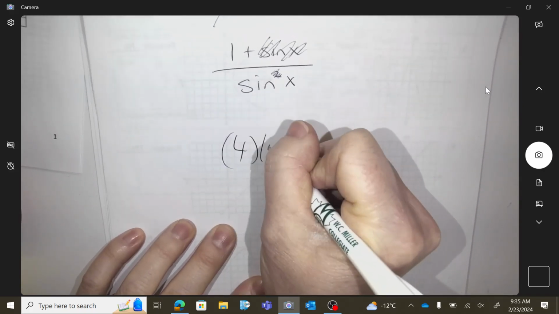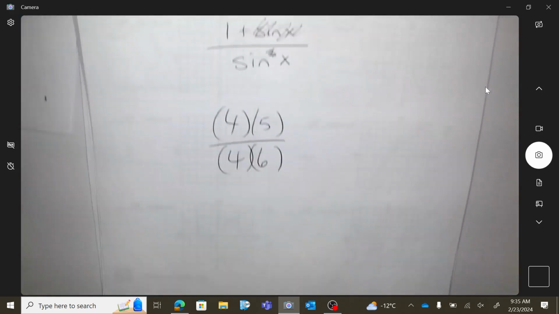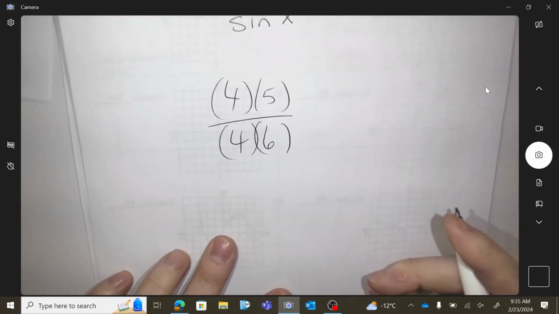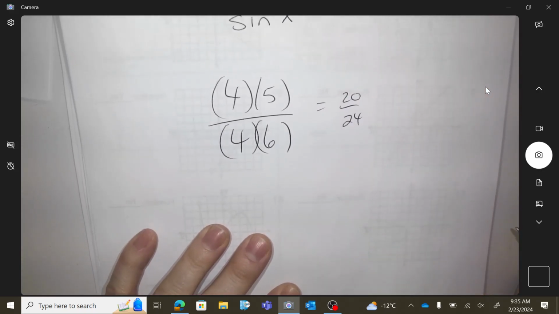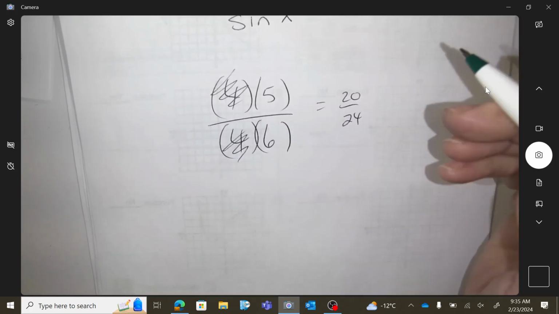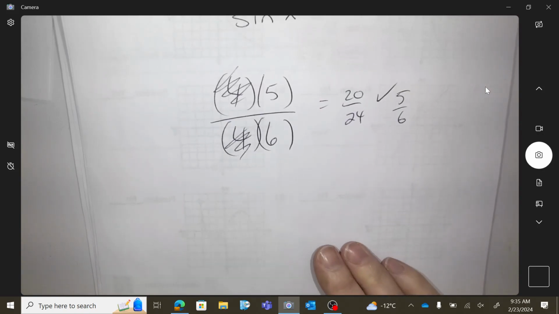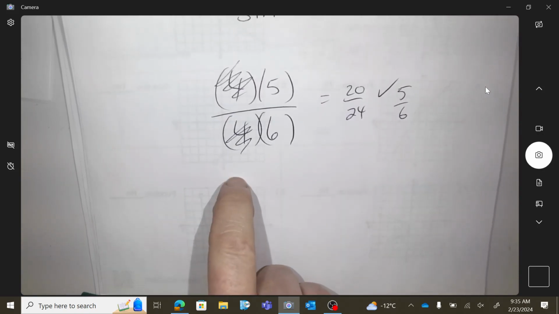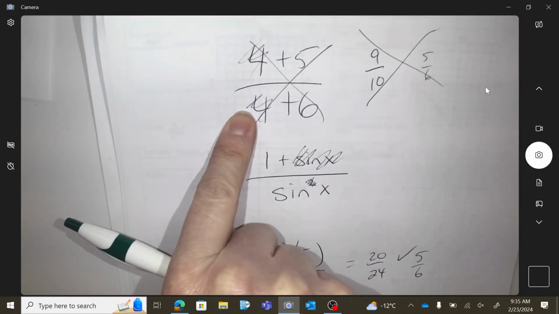Versus multipliers, dividers. This is a multiplier divider where this would be 20/24. I can cancel the 4s and get 5/6, which is the same thing. Do you see? Canceling the 4s here is allowed. Canceling the 4s here is not allowed.